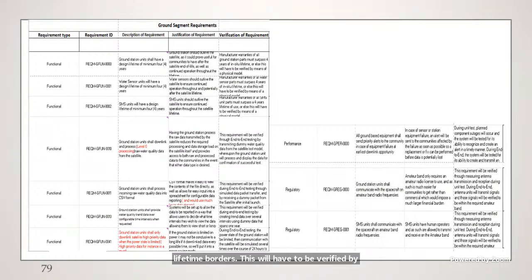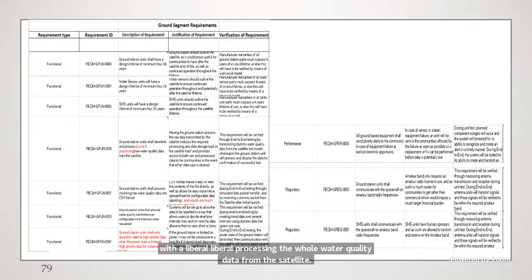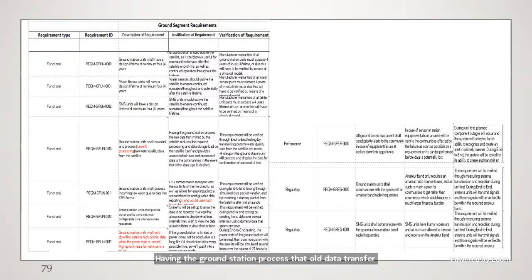The ground station unit shall download link and process, with level 0 processing, raw water quality data from the satellite. Having the ground station process the raw data transmitted by the satellite reduces the required processing and data storage load on the satellite itself, and provides access to both raw and processed data to the communities in the event that either data type is desired.